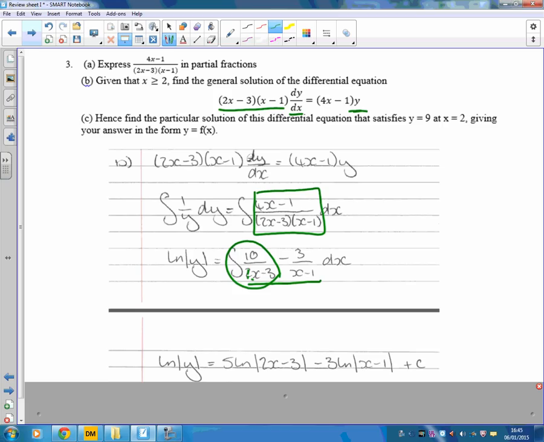This one over here, if I differentiate the bottom, then that gives me 1. I've got 3 times too much, so that's minus 3 ln x minus 1, and again I've used modulus lines, and because I'm integrating there's a plus c on the end of that. The question says general solution, so I don't need to work out what c is at the moment, so that's part B done. And then part C, we're going to substitute in x and y to find the particular solution.